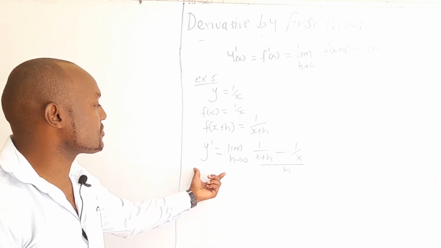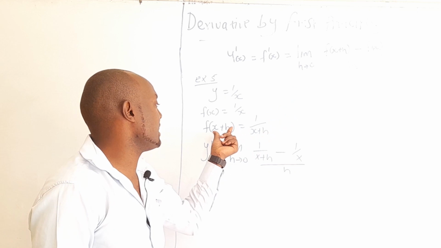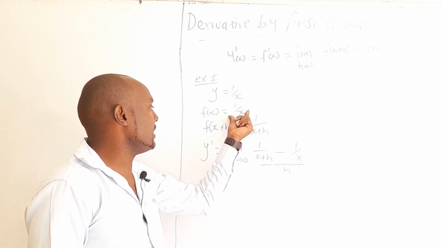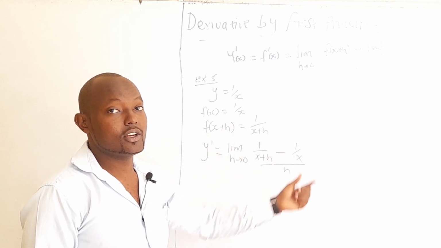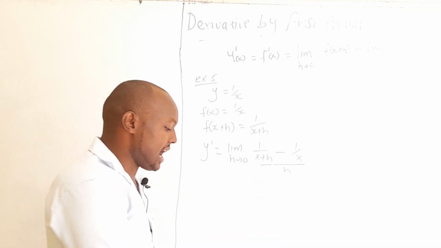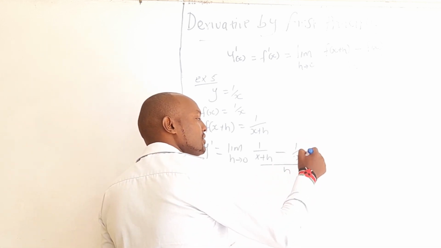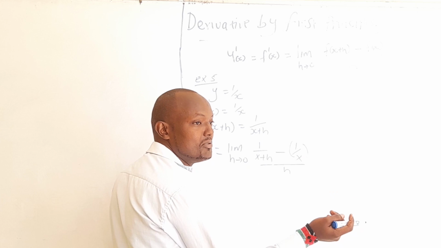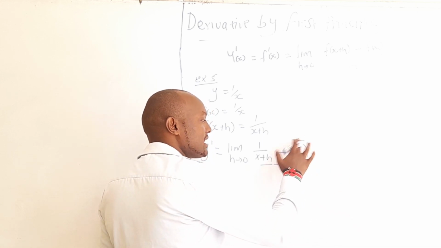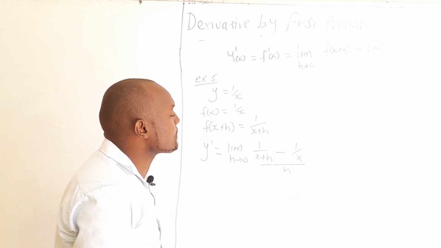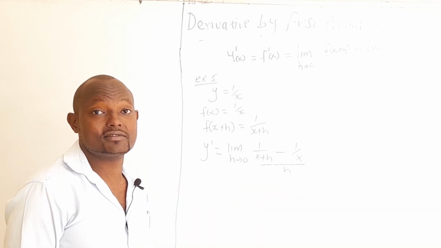So we are solving this one. We have replaced f(x+h) with that one, and f(x) is that one. I know you are wondering why I have not put the bracket, because this time it won't have any impact, because we don't have addition or subtraction. It's just one function.